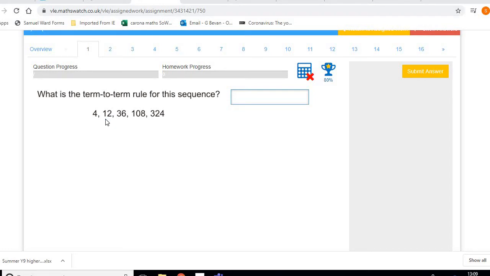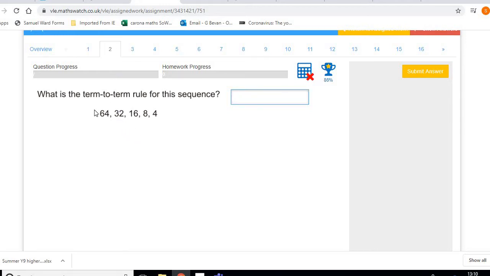So if you multiply by 3, you get from 4 to 12. If you multiply 3 by 12, you get 36. If you multiply 36 by 3, you get 108. If you multiply 108 by 3, and you probably need to check this on your calculator, you get 324. So the term-to-term rule for this sequence is going to be to multiply by 3.